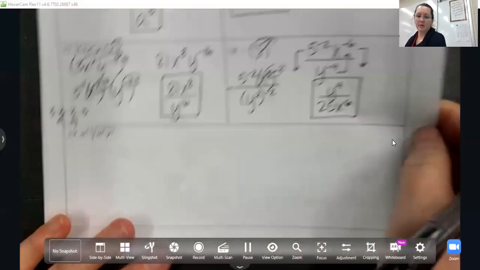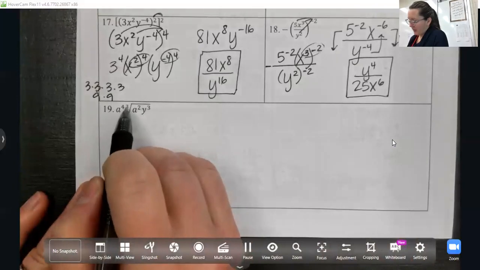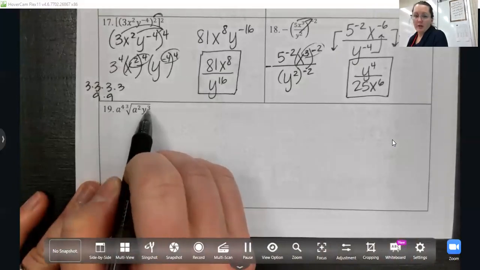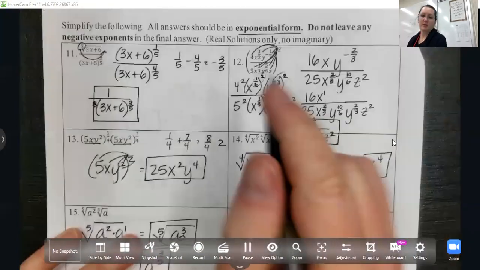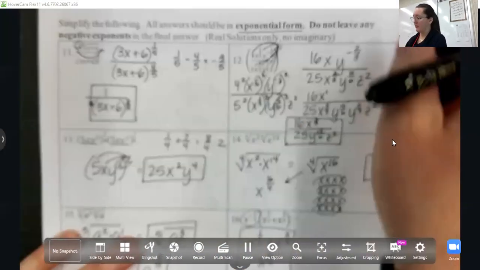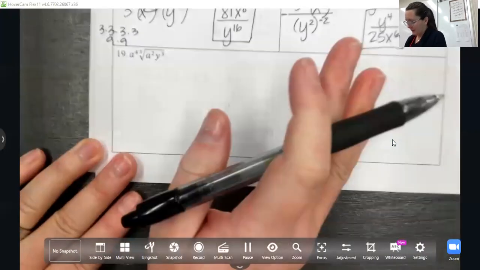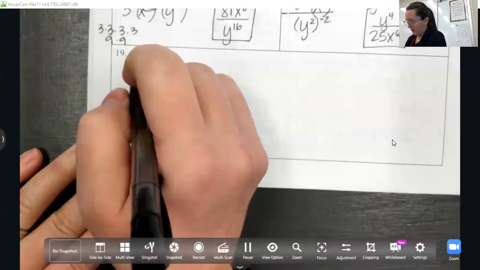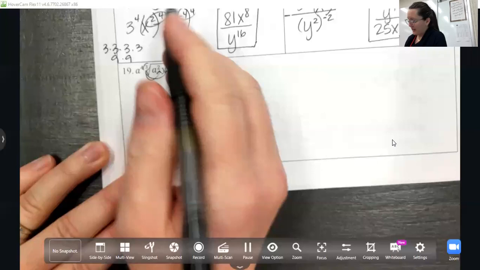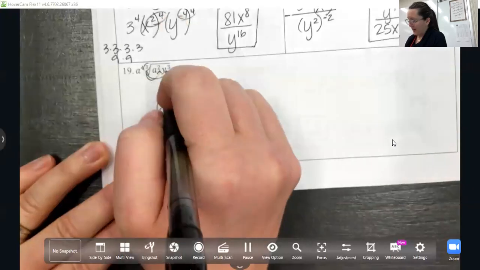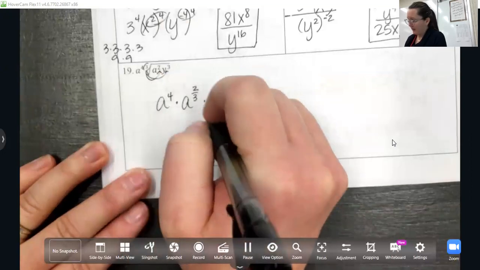All right, next question, number 19. We have a to the 4th, and then we have the cubed root of a squared y cubed. All right, because my directions are saying exponential form, we have to make sure that it's exponential form. My first inclination is to look for groups of 3. However, that's not what they want us to do. So I want to move this to exponential form first. So this is a to the 4th times a to the 2/3 times y to the 3/3.